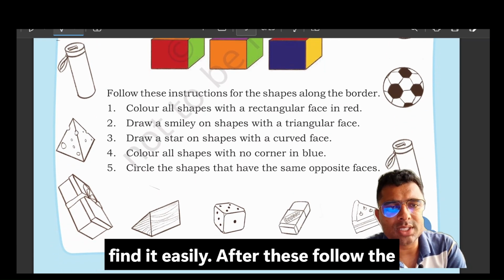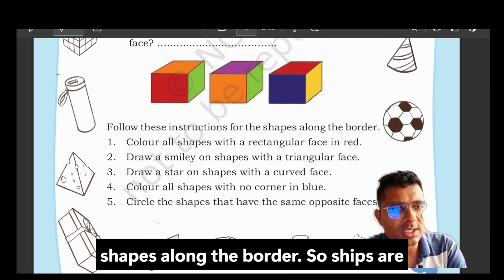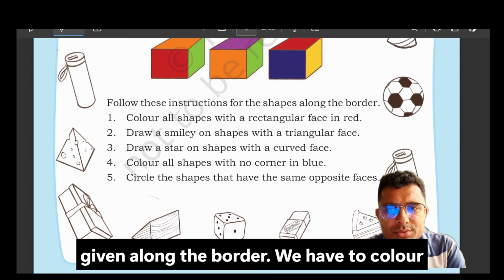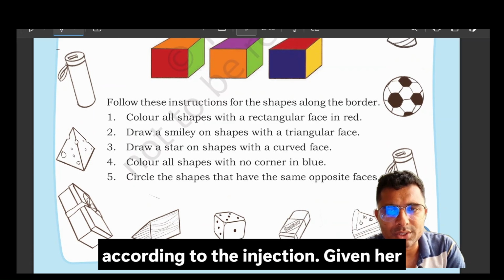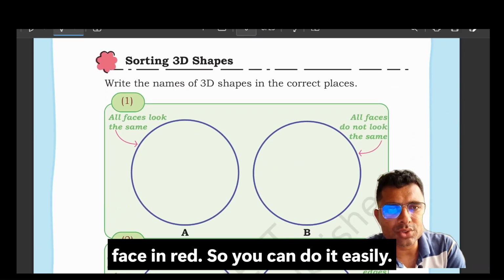After this, follow the instruction for the shapes along the border. So shapes are given along the border, we have to color according to the instruction given. Color all the shapes with rectangular face in red, so you can do it easily. After this, come to the next page, bachcho.